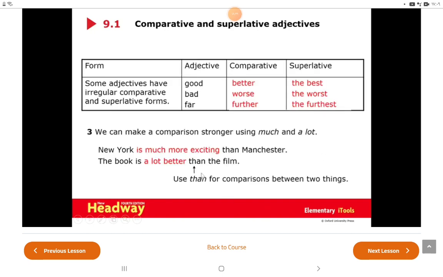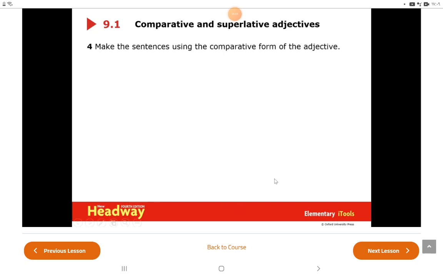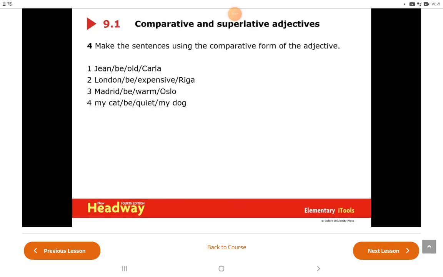Look here. When you're comparing, you have to use this word. Jane is older than Carla. Very good. Okay, clear? Okay, good. Lulu. London be expensive. London is the more expensive. You don't use the. London is more expensive. Something is missing. Look here. Then Riga. So London is more expensive than Riga. Yes, very good. Thank you, Lulu.